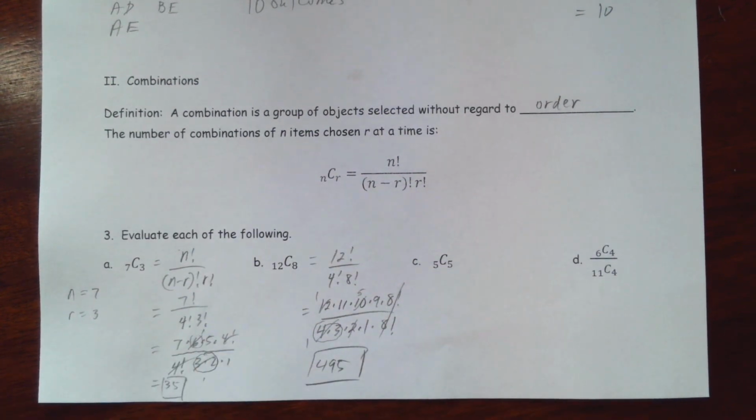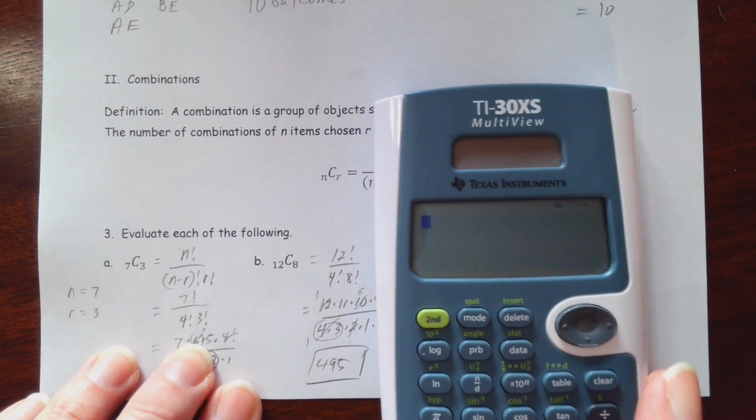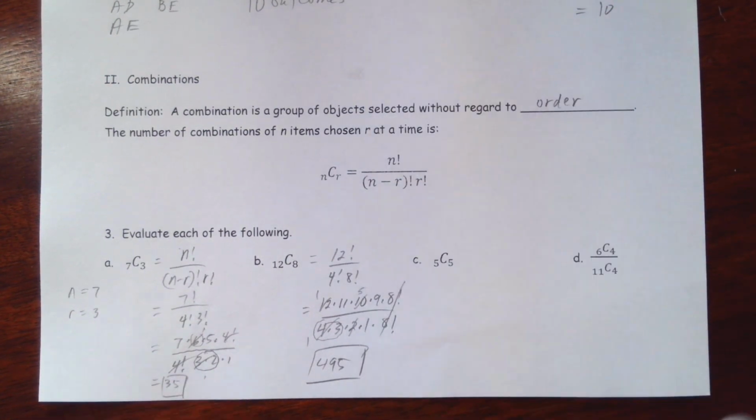Now you should also be able to do this on a calculator. See if we can get a nice picture there. That's not too bad. So you put in the 12 first, and then you hit the probability button. And it's the second option. So you could arrow down and hit enter. I'm just going to go ahead and hit 2 for option 2. And then we'll put in the 8. And notice you do get the 495. All right.